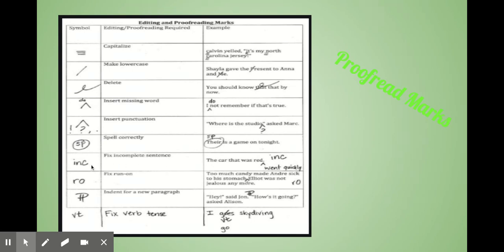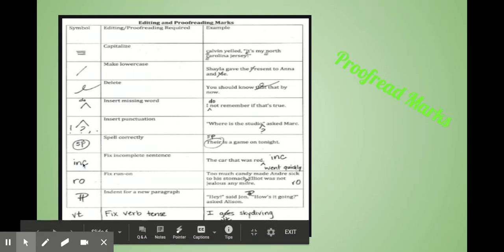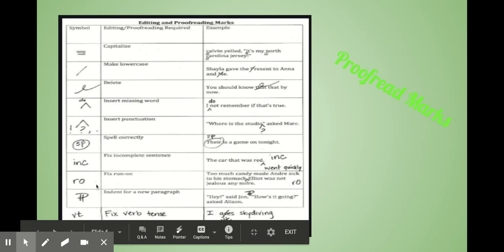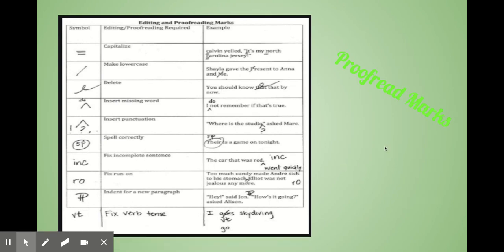Fix incomplete sentences. That's what INC stands for, to let yourself know that sentence is incomplete. Fix run-ons, RO. This is to indicate that you are starting a new paragraph. And the last one says VT, which is for your verb tense. So if your writing is in present tense and then you notice you switch to past tense, then you need to fix that when you're editing.